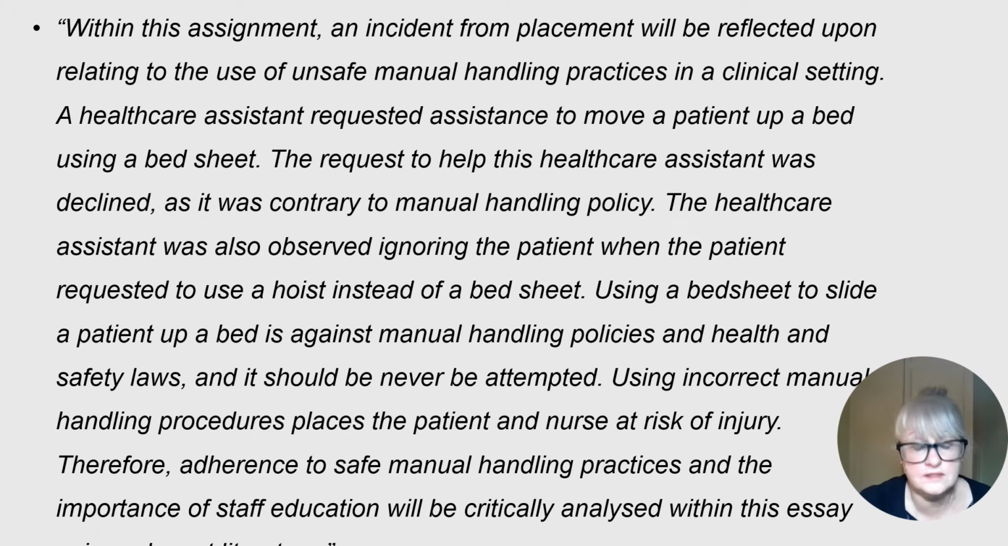So you can see in this example, there's no I's, there's no we's in comparison to the first person example. It's not needed. And if you really wanted to put one in, it would be in sentence 2, I think. You could put a healthcare assistant requested my assistance to move a patient up a bed using a bed sheet, which I or the author refused, but you don't really need it. And if you were going to put it in, it would be there. But it's more specific. It's talking about the actual policies as well. So I hope that's helpful as an example.